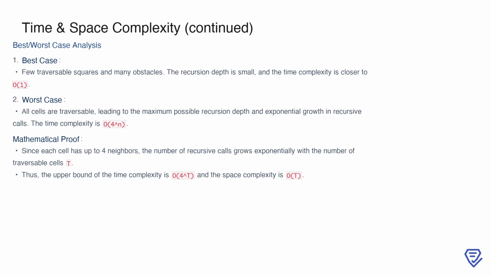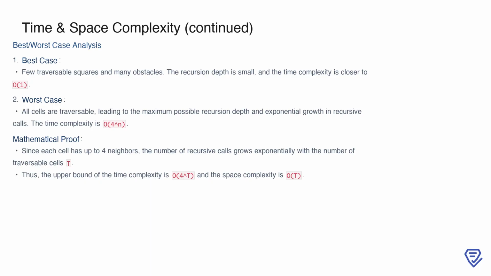Mathematically, since each cell can potentially lead to up to 4 neighbors, the total number of recursive calls grows as 4^t, where t is the number of traversable cells. Therefore, the time complexity is capped at 4^t, while the space complexity remains at t, due to the recursive stack depth.